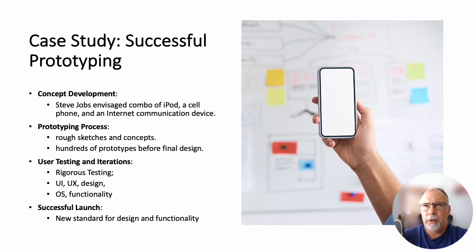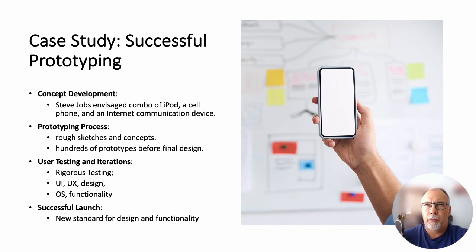The team at Apple started the prototyping process by creating rough sketches and concepts. They designed hundreds of prototypes for the iPhone before settling on the final design. Some prototypes featured an iPod-like design with a click wheel, while others more closely resembled the eventual design with a full screen and single button.